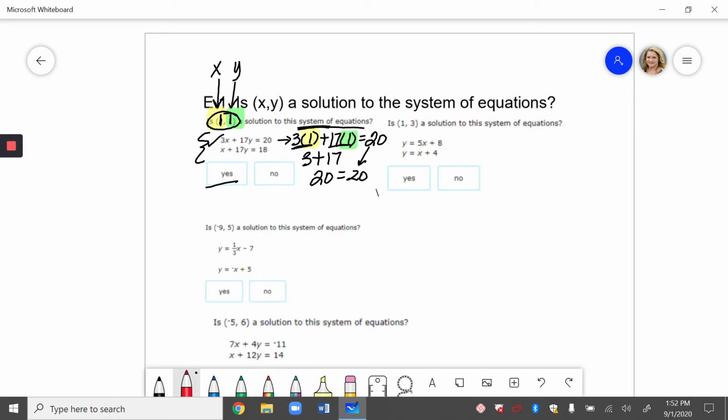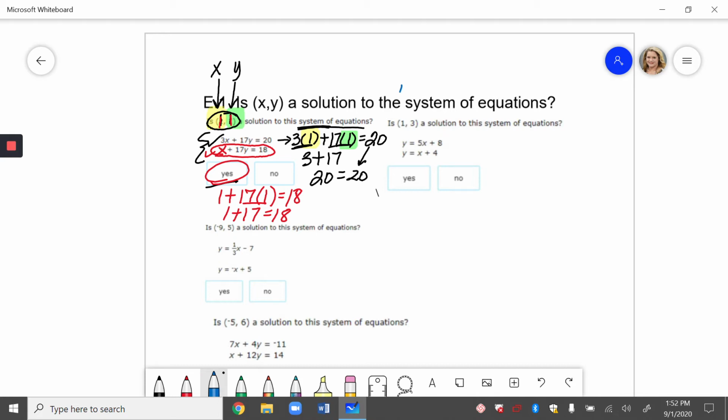So we're going to change colors, and we're going to work with this equation. What are we going to put in for X? 1. So 1 plus 17y, which is 1. And we want to see if that equals 18. 17 times 1 is 17. Plus 1 is 18, and 1 plus 17 is 18. So I got a yes on the first one, I got a yes on the second one. So the answer is going to be yes because I got a yes on both.